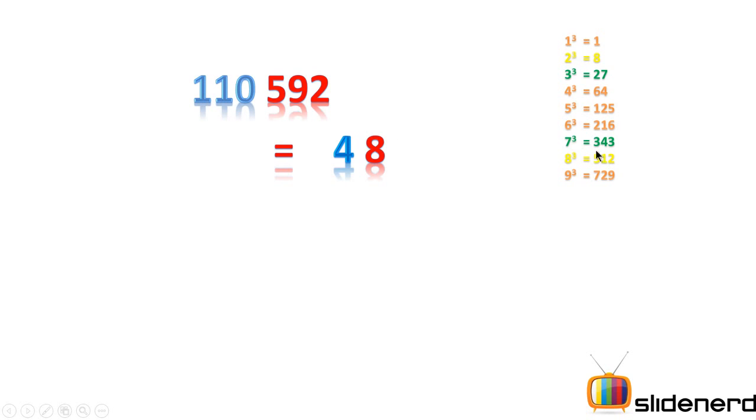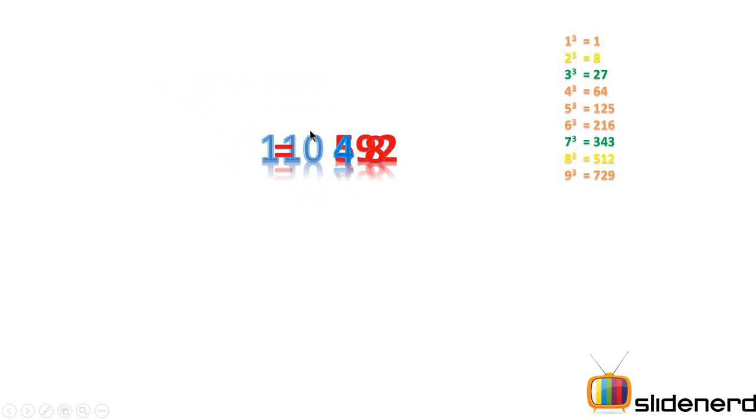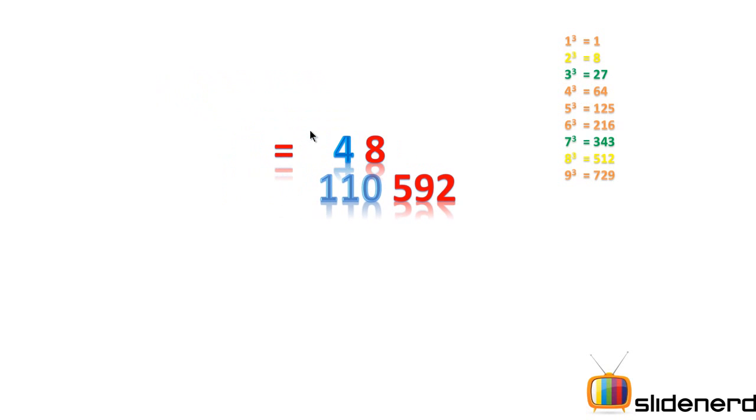Now, if I look at the table, 110 is greater than 4 cube, that is 64, but less than 5 cube, that is 125. That means it is not crossing 5, hence we're going to use 4 as our tens digit, and hence the answer for 110592 is 48. That is, 48 cube is 110592.